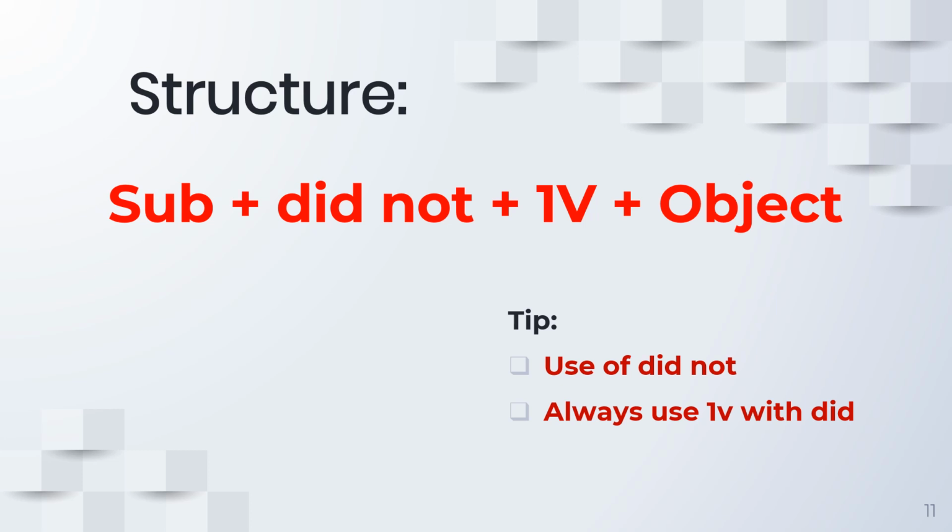Whenever we use did or did not, we will use the first form of the verb with that. That is a tip for you: the use of did not will come in negatives, and always use the first form of a verb with did.